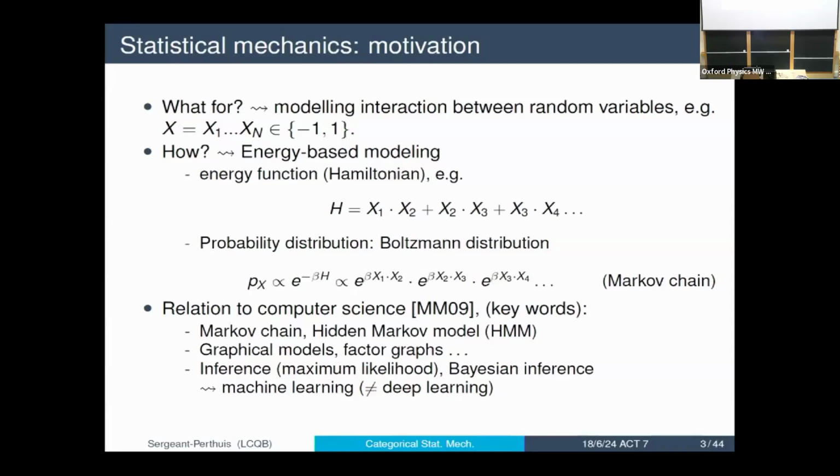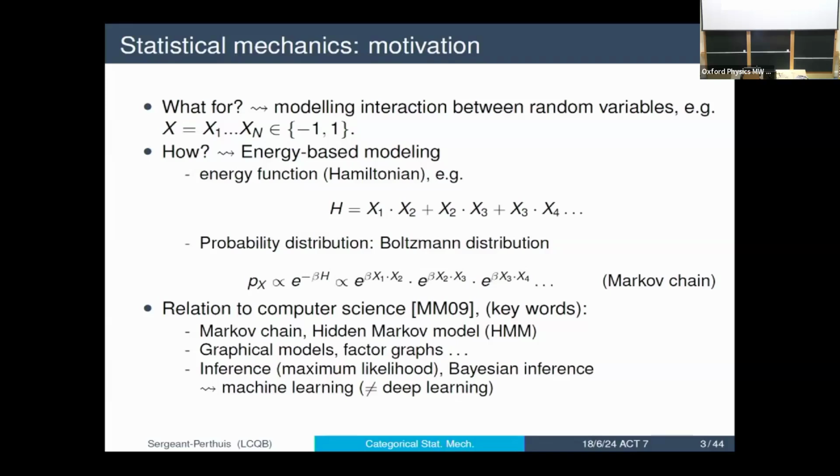Pair products of two variables that are close to each other. So this is the spin Ising model on a chain. And you define a probability distribution using the Boltzmann distribution, which is exponential minus beta H. If the energy is higher, the state is less probable.